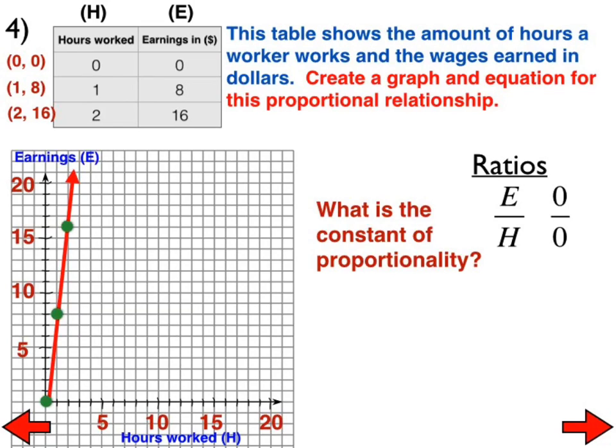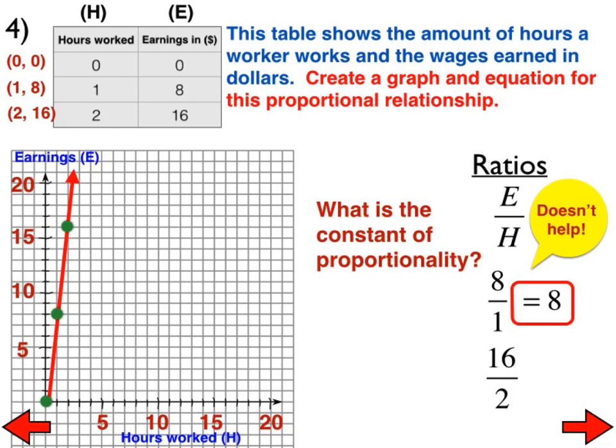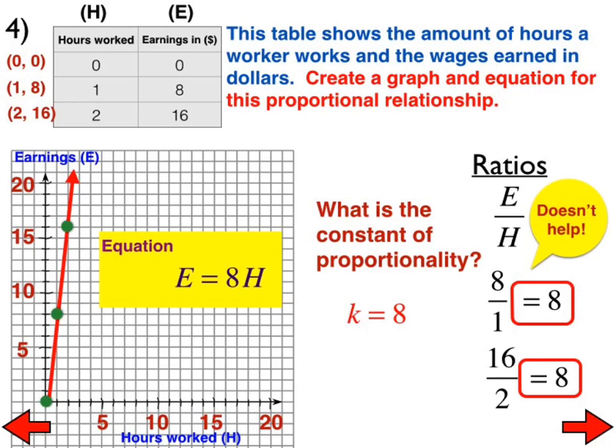When we do our ratios of E over H, 0 over 0 doesn't really help us, but the other ones do. And we'll talk on another day why that 0 over 0 doesn't help us, but for right now, we're just going to leave it at it just doesn't help us. The constant of proportionality is 8, so that helps us find our equation. E is in place of y, and H is in place of x, so it should not be y equals hx. It should be E equals 8h.